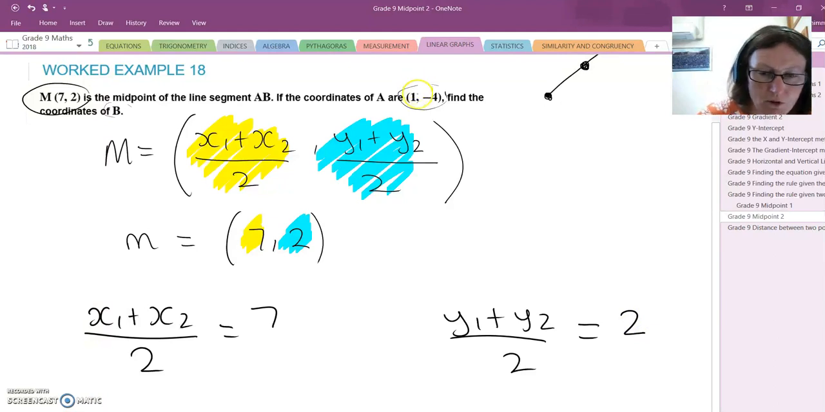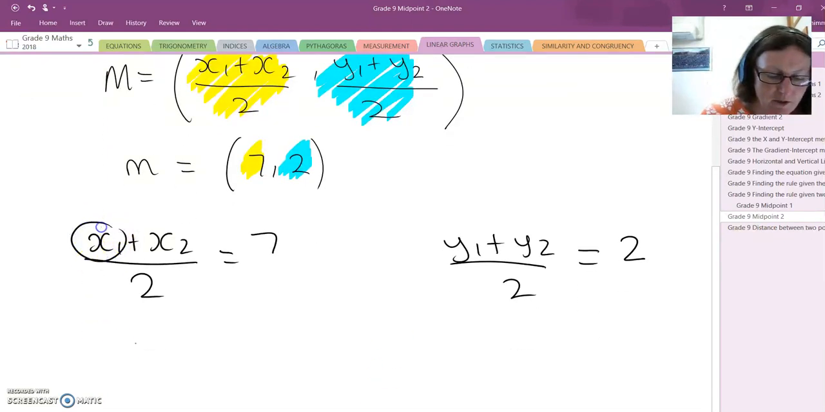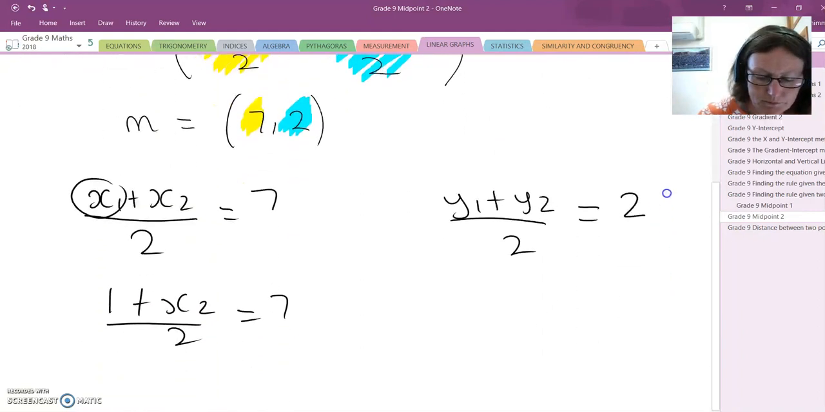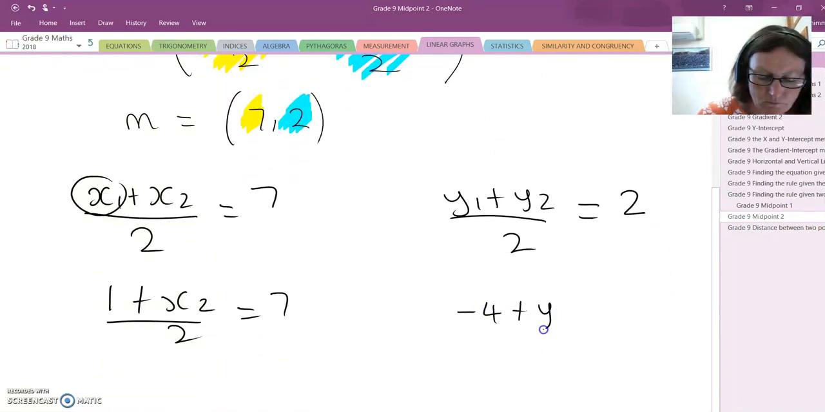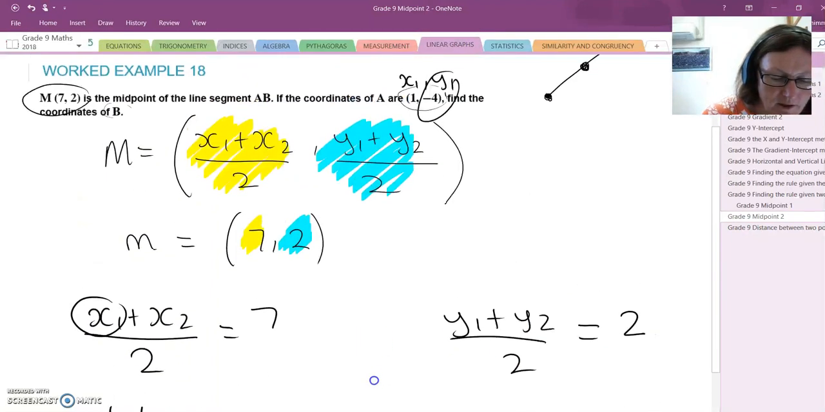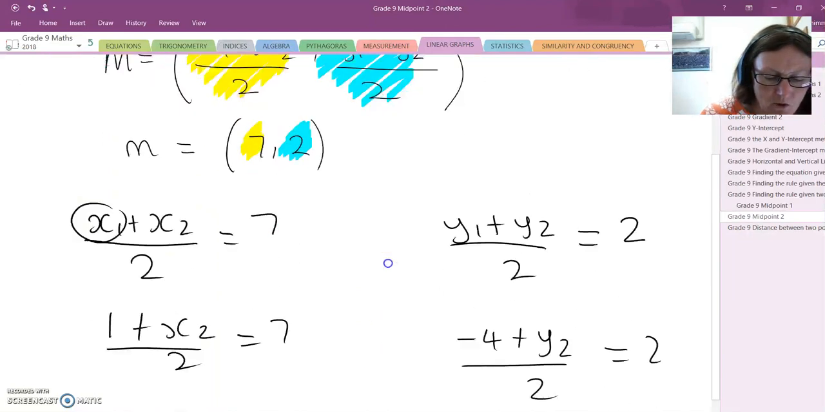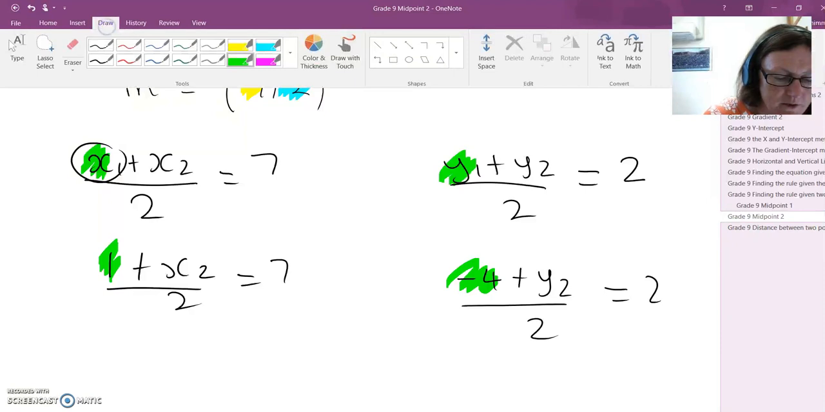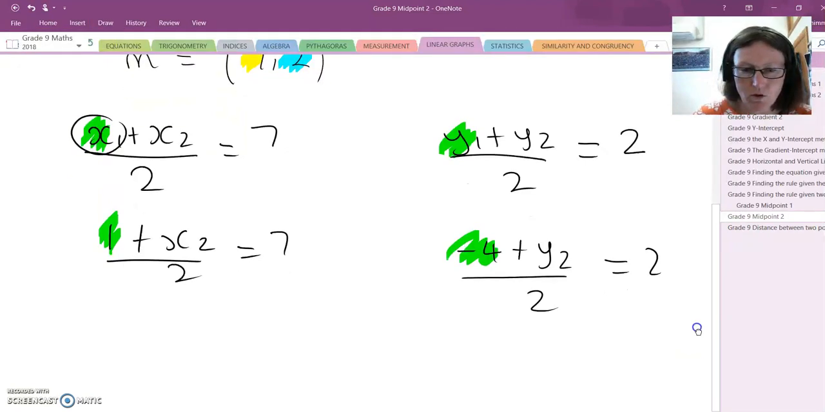What else am I told? Well, I'm told the coordinate of one point, so let's call this point 1, (x1, y1). So I'm also told that x1 is 1, so why don't I put that in? x1 is 1. And our y1 was -4. So what I've done there is substitute my x1 and my y1. Now using my knowledge of equations, I can work out what x2 and y2 are.